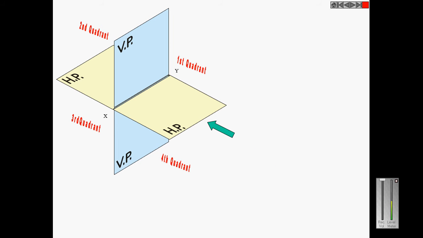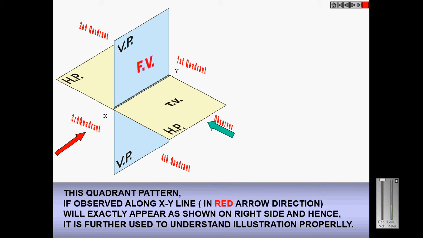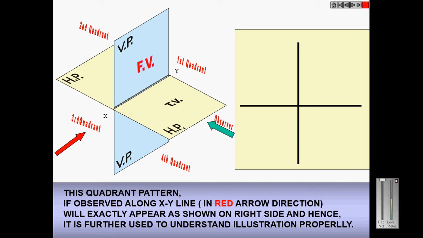And this is the position of the observer, and you will get the front view on the vertical plane and the top view on the horizontal plane. This is the pictorial representation of the quadrant system. Now I will show you the two-dimensional representation of the quadrants. This is the 2D representation of the quadrants, and the XY line is the intersection of the horizontal plane and the vertical plane. The arrow mark represents the position of the observer, and these are the first, second, third, and fourth quadrants.